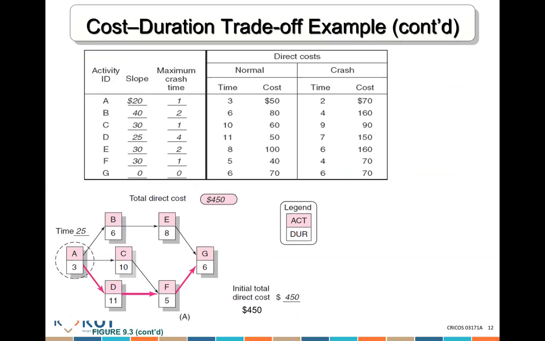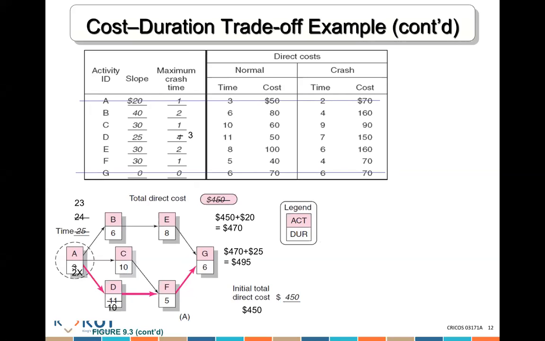So the first time it was 25 days, 450. Then we crashed it by one period, so it becomes 24 days for 470. So we crash activity A, and that becomes 470. Then we crash activity D, so it becomes 495. So instead of 11, I'll basically crash it by one time. It becomes 495. So that's the 495 that I calculated here. Do you understand so far?